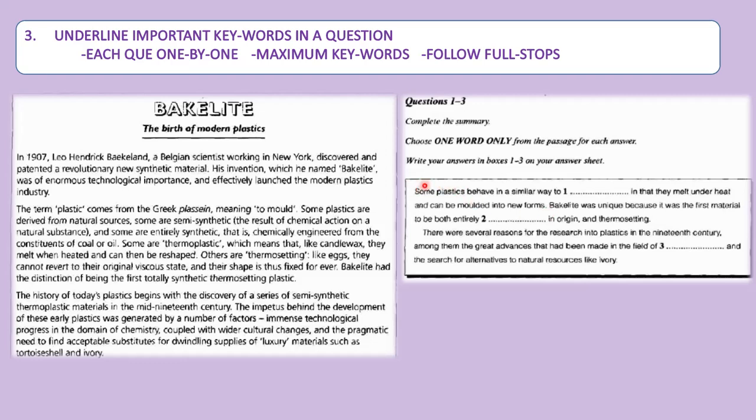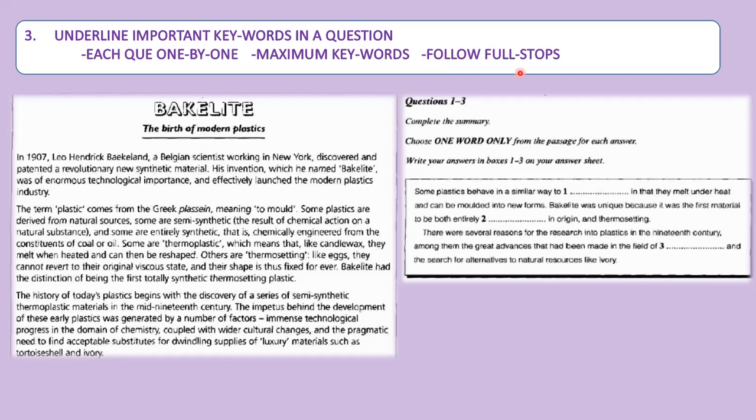So you see that over here, there are 5 to 6 different keywords, right? So what I have to do is underline maximum keywords. There are some candidates who just underline 1 or 2 keywords, and that's wrong. They don't have to do that. They have to underline maximum keywords. That's an extremely important thing. Okay, one more important thing: follow full stops.